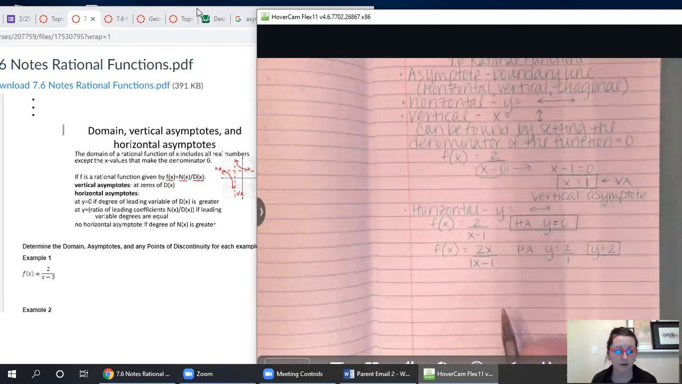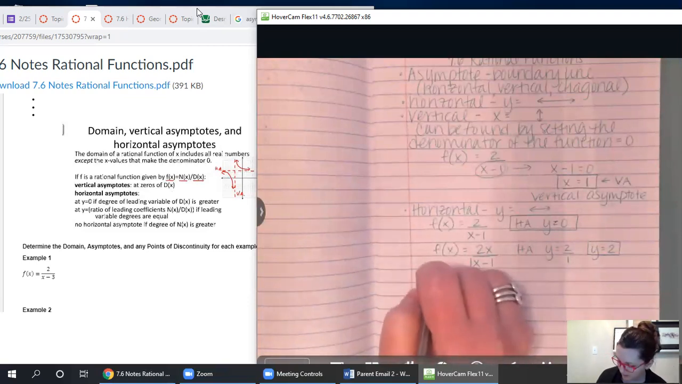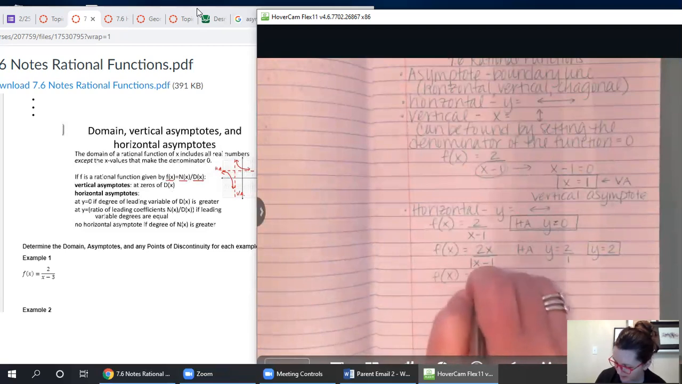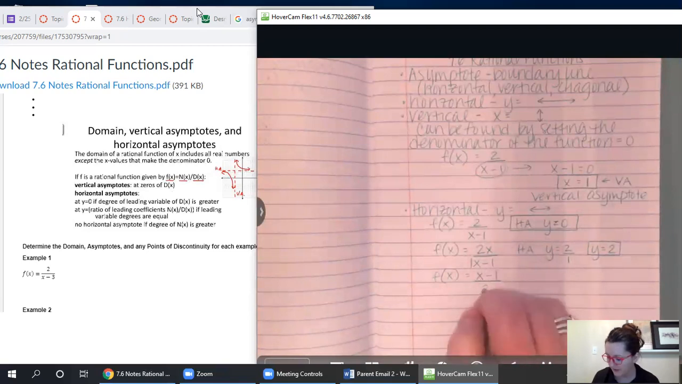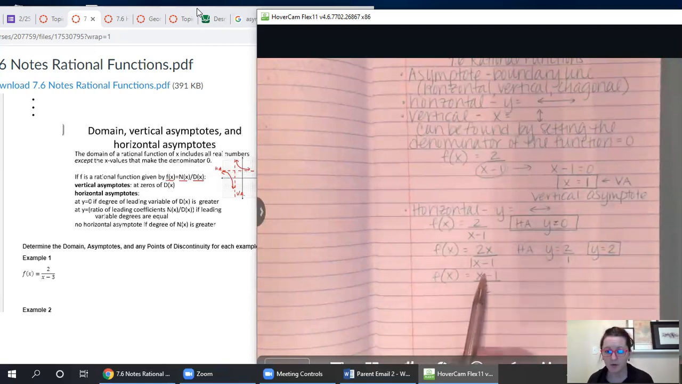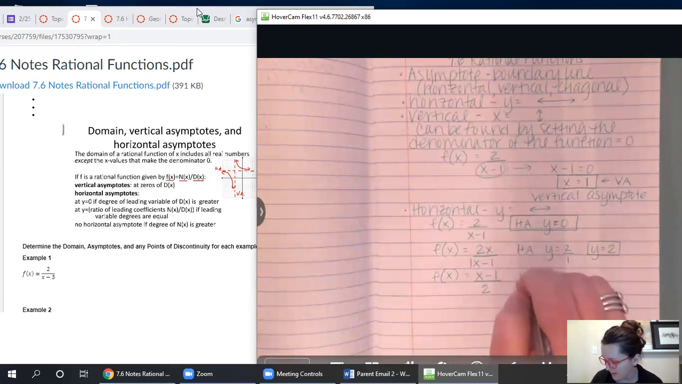All right, so let's look at our third note. We've looked at when my degree is larger in the denominator, when my degrees are the same, and now when my degree is larger in the numerator. Let's see what that looks like. I'm just going to take the example that we've been using and flip it like this: x minus 1 over 2. Notice that the degree in the numerator is 1, the degree in the denominator is 0. There is no horizontal asymptote in this case. So we're going to say horizontal asymptote, none, right? That's my answer.